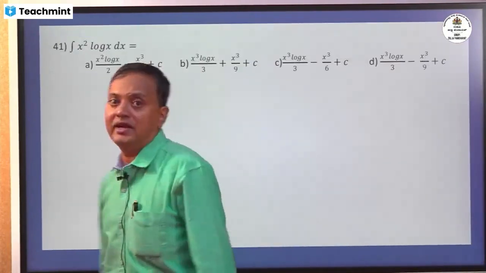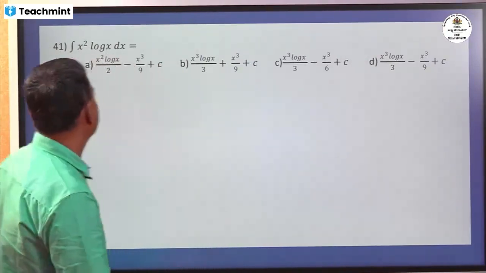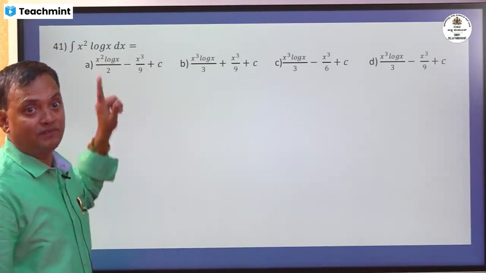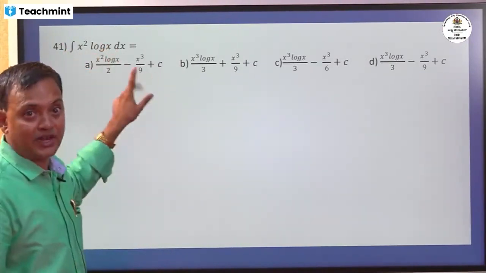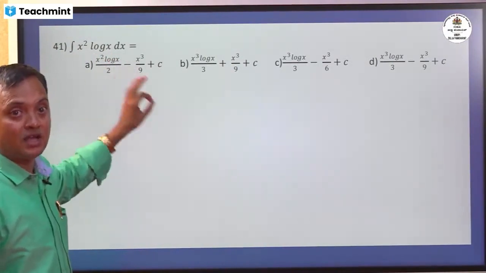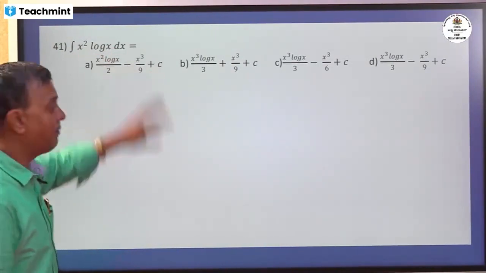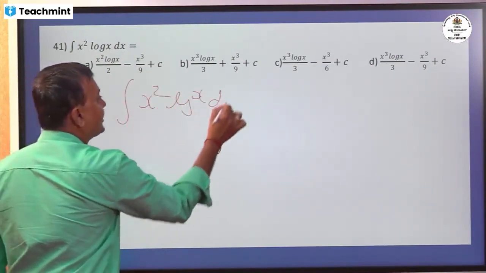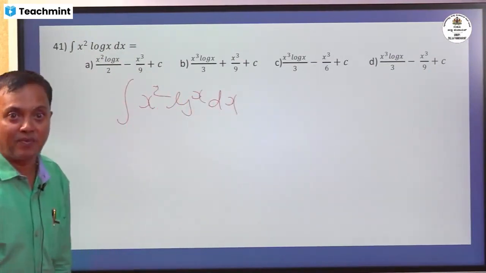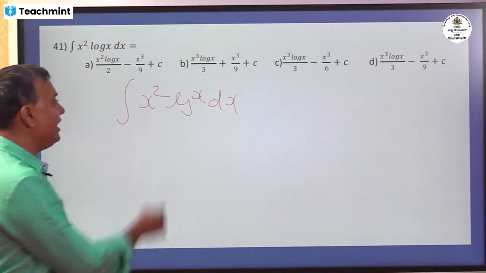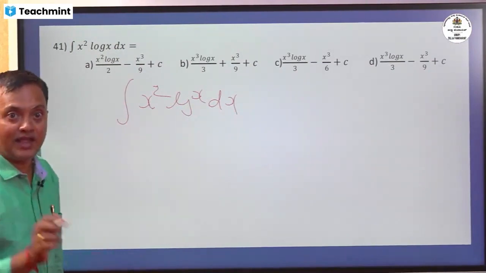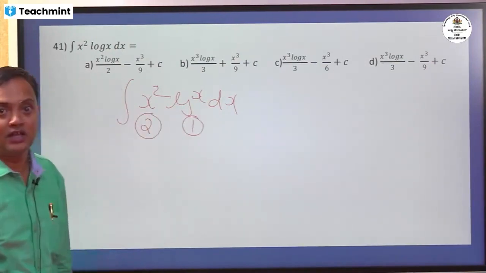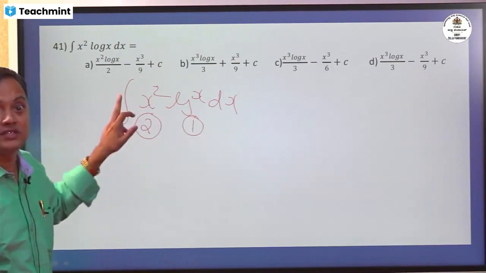Next, integration. Integral of x square log x. Here x square is an algebraic function, log x is a logarithmic function. Here there are two different functions, correct? To get the integral, we must apply integration by parts. Integration by parts: as per our rules, the logarithmic function comes first, then the algebraic function, correct? So this is the first function, this is the second function.